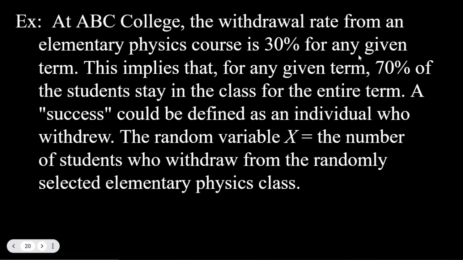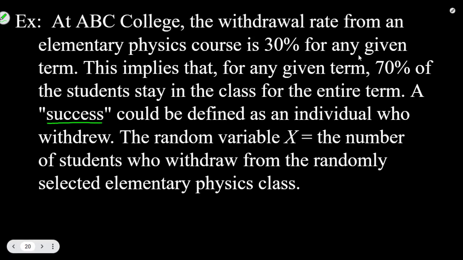Our next example: at ABC College, the withdrawal rate from an elementary physics course is 30% for any given term. This implies that for any given term, 70% of the students stay in the class for the entire term. So again, when we do these binomial experiments, we have to be able to define success. So success could be defined as an individual who withdrew.